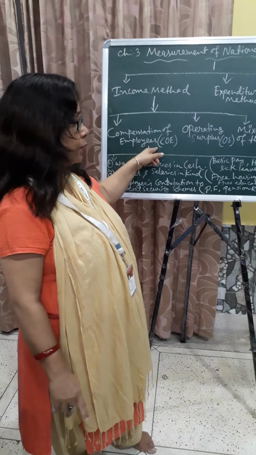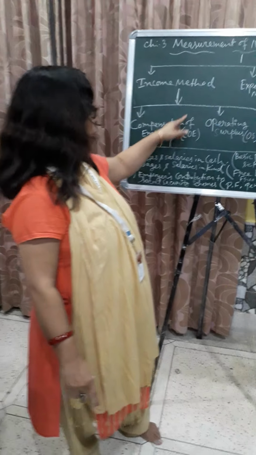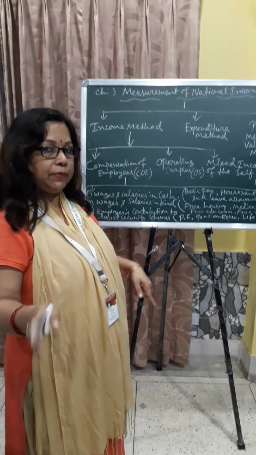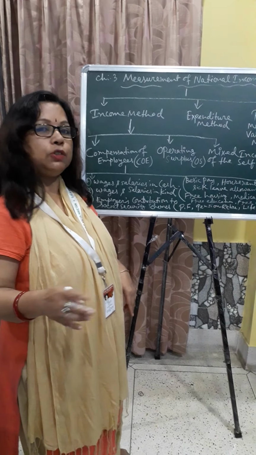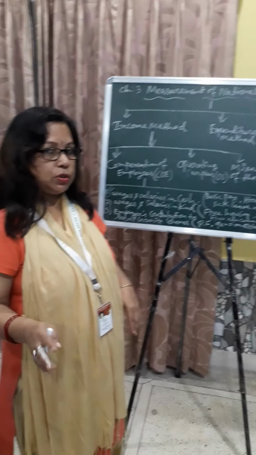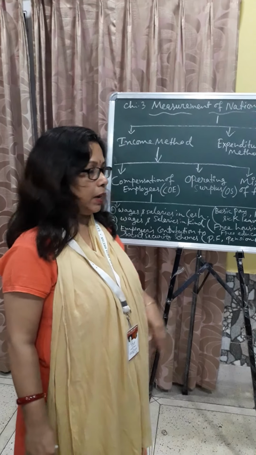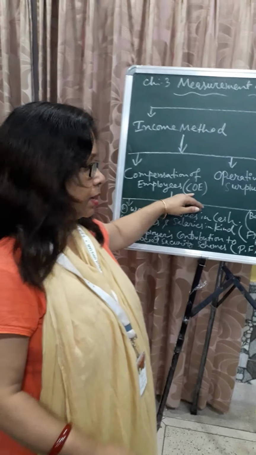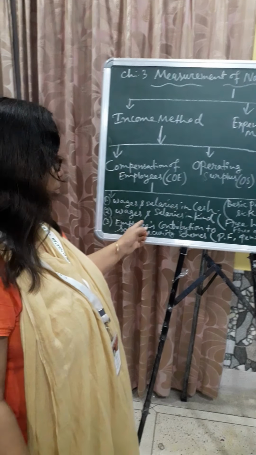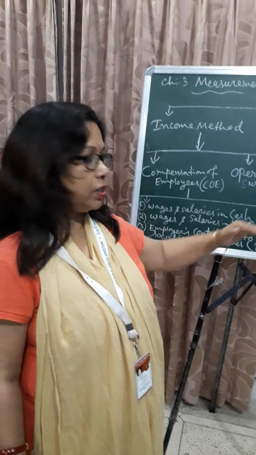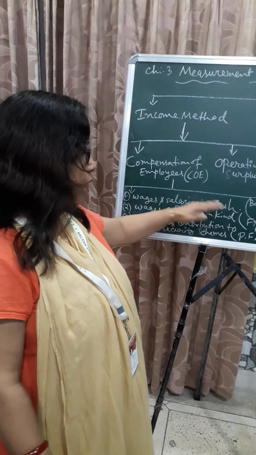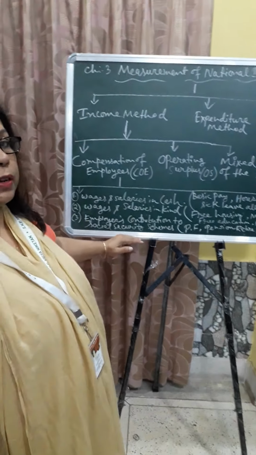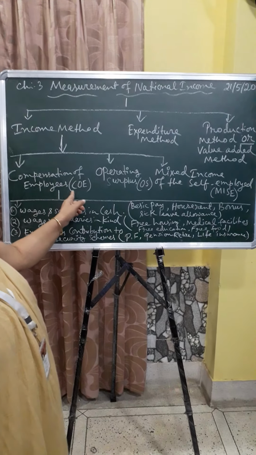At the time of calculation of national income, the value of COE may be given directly. Otherwise, sometimes COE is not given directly, but its parts are: wages and salaries in cash, in kind, and employers' contribution. With the help of these three elements, we can calculate national income because they are included in COE.